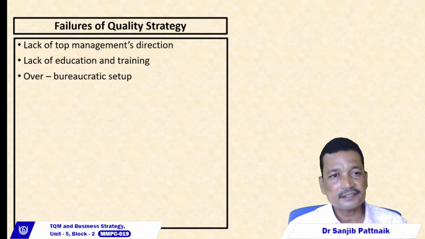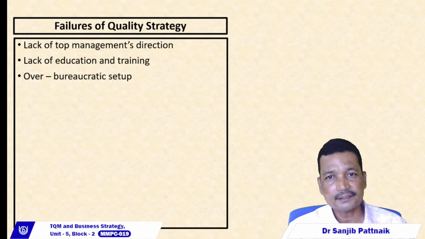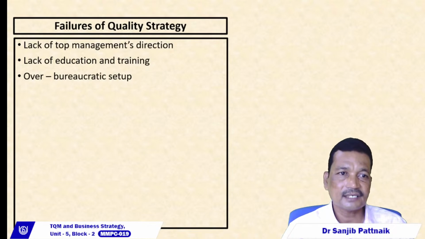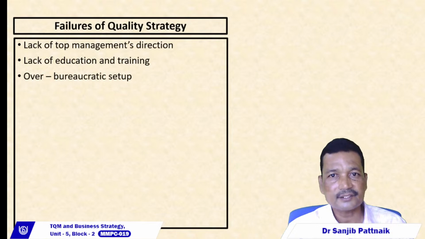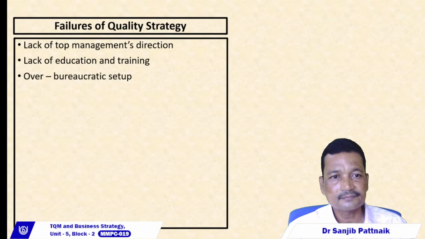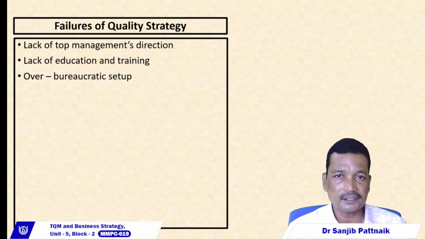Why do quality strategies fail? The answers are obviously simple. It has been seen in many organizations. It is the top management who will guide the quality strategy. If they are reluctant to provide the right direction, that means lack of top management direction, quality strategy will fail. Who will implement the quality strategy? It is the employees. They should be educated enough or trained enough in order to adopt the quality strategy. Failure on that front will lead to the failure of quality strategy.